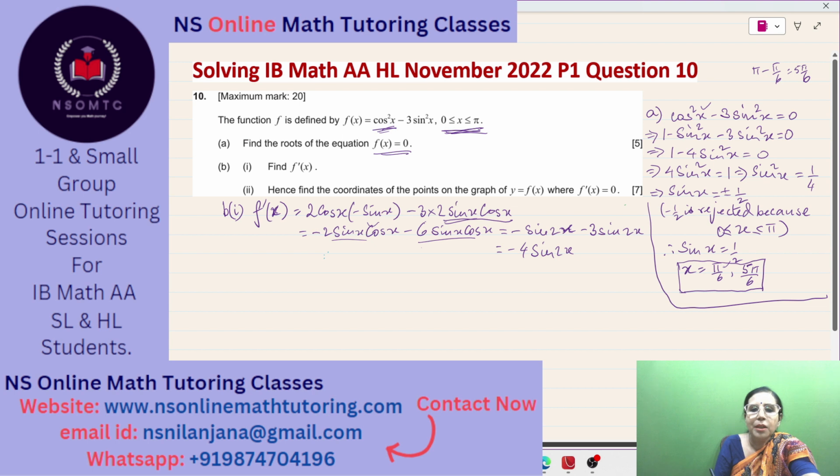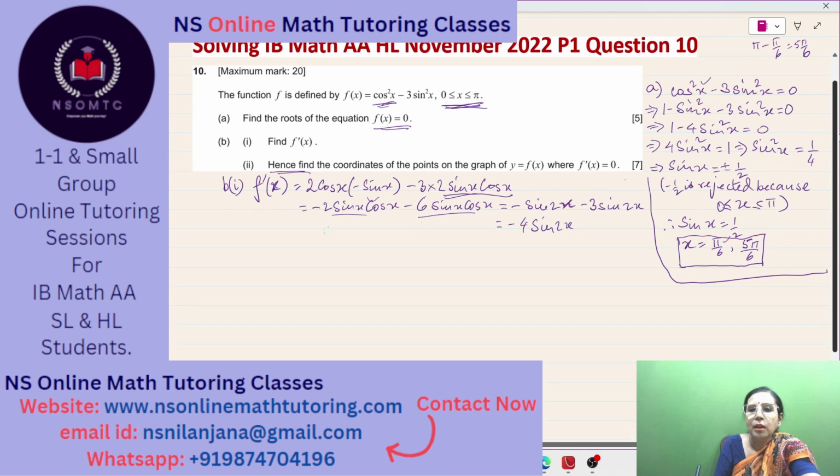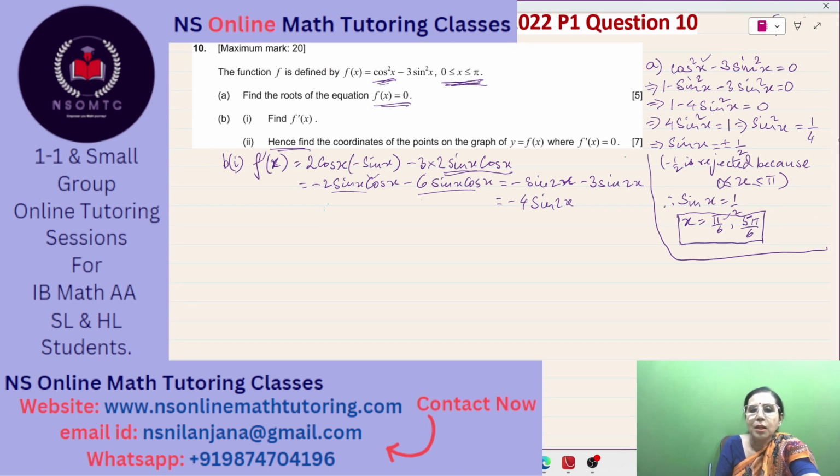Okay. Coming to part II, hence find the coordinates of the points on the graph of y equals f of x, where f dash x is equal to 0. If f dash x is equal to 0, that means I'm taking this one because, as I've said, for solving trigonometric equations, we try to get the equation in one ratio, and this is the expression in one ratio. If I had taken minus 8 sin x cos x, that would have had two ratios, sin x and cos x. That is why it is better to write it in this form, minus 4 sin 2x.